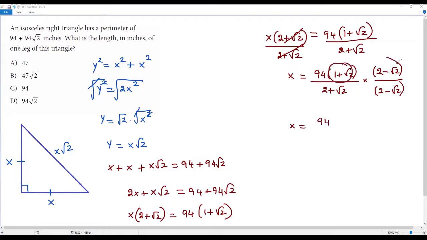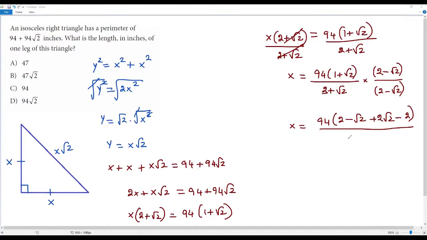We can multiply these two binomials using the FOIL method. 1 times 2 is 2, and 1 times −√2 is −√2. When I multiply √2 times 2, I'm getting 2√2. When I multiply positive √2 and negative √2, I'm getting negative first, positive times negative, √2 times √2 will become 2. Over, now the denominator is in the form (a + b)(a − b), so we have a² − b².